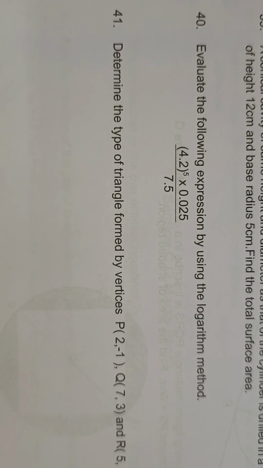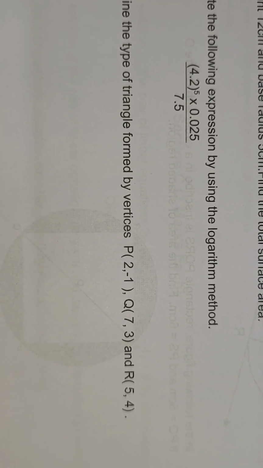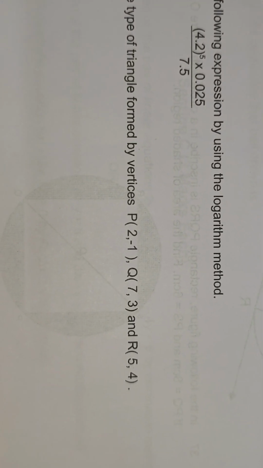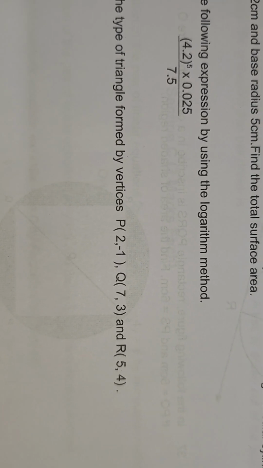Question number 41. Determine the type of triangle formed by vertices P (2, minus 1), Q (7, 3) and R (5, 4).